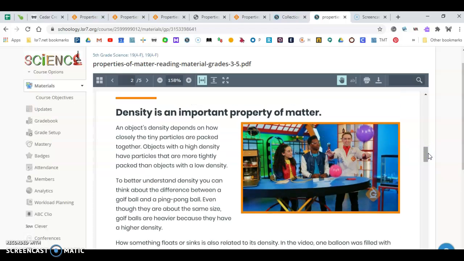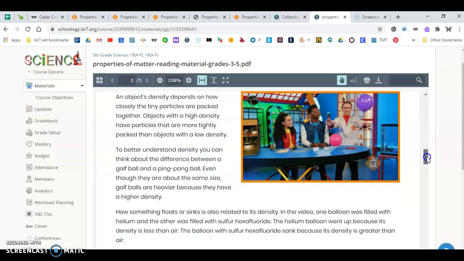Density is an important property of matter. An object's density depends on how closely the tiny particles are packed together. Objects with a high density have particles that are more tightly packed than objects with a low density. To better understand density, you can think about the difference between a golf ball and a ping pong ball. Even though they are about the same size, golf balls are heavier because they have a higher density.